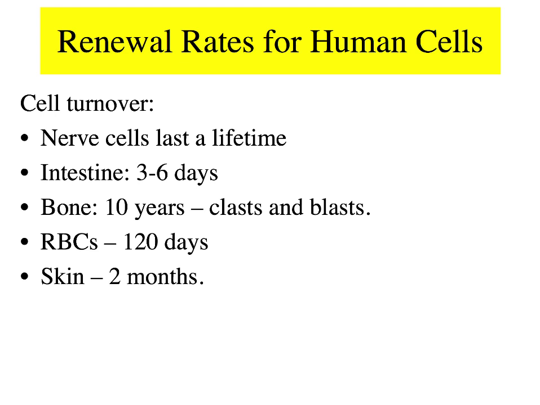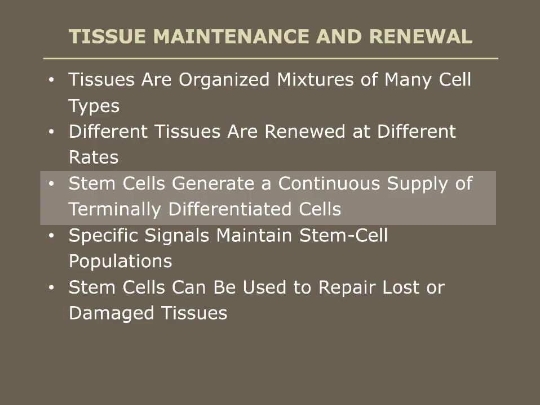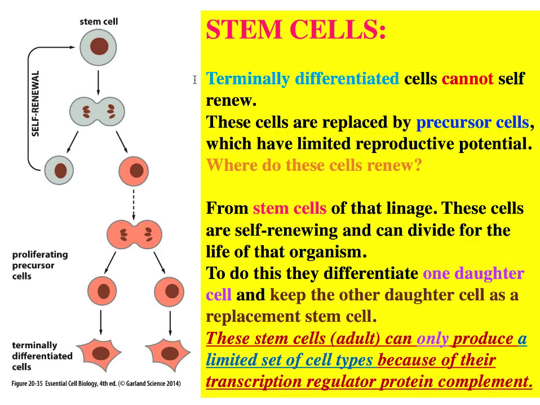Another component that students must recall is that cells live for different time periods. So nerve cells will last a lifetime, whereas intestinal cells will only last 3 to 6 days. Once these cells die, how are they replaced? And the answer is stem cells.